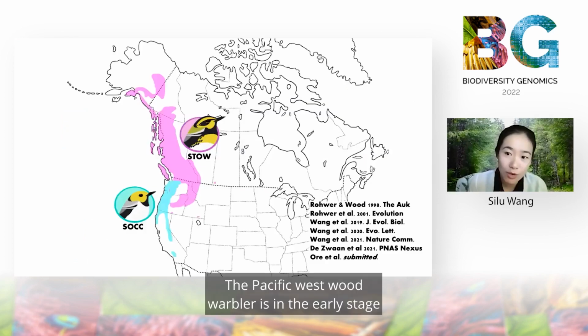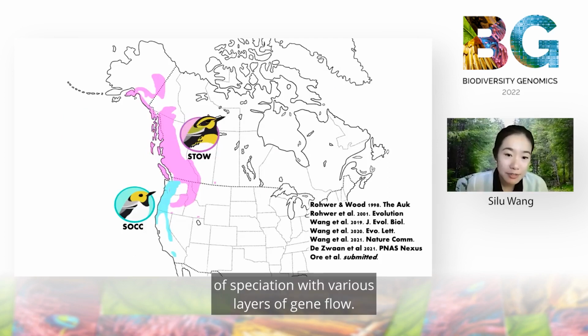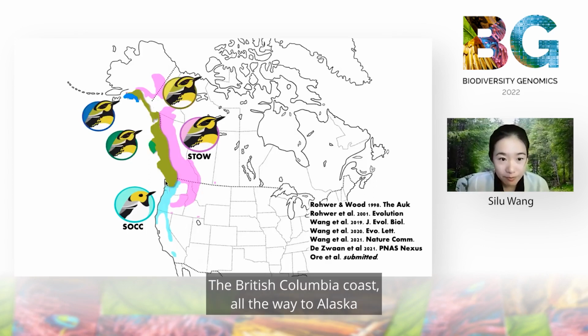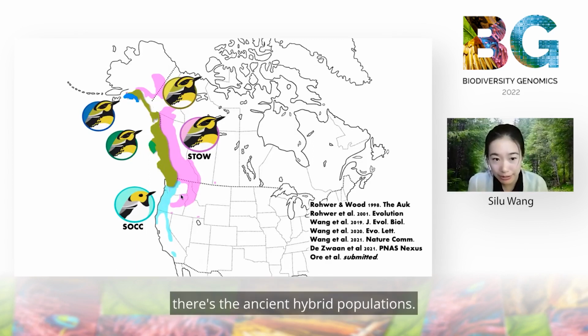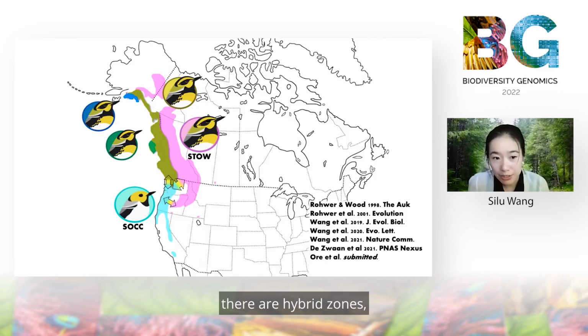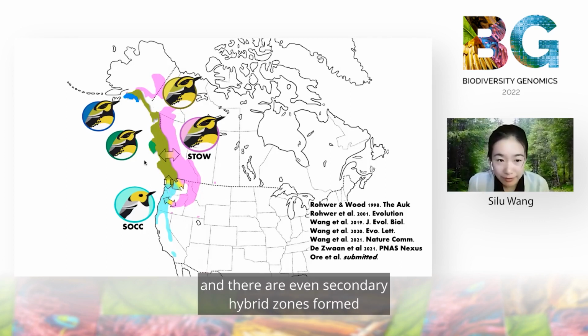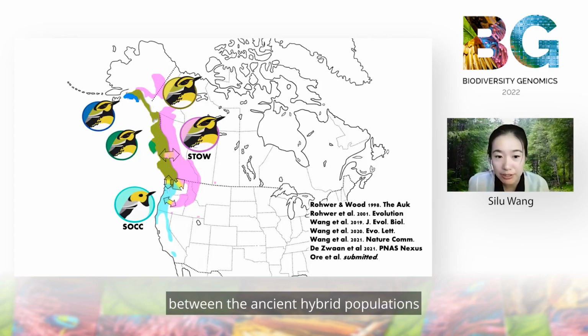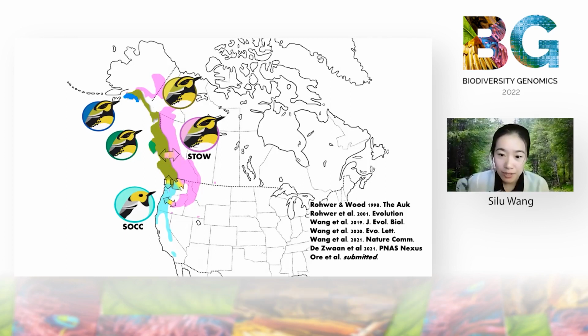The Pacific West warblers are in the early stage of speciation, with various layers of gene flow on the British Columbia coast all the way to Alaska. There are ancient hybrid populations. And whenever the species come to secondary contact, there are hybrid zones. And there are even secondary hybrid zones formed between the ancient hybrid populations and the parental species.